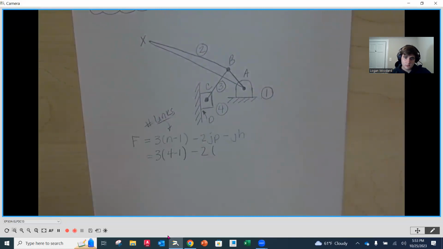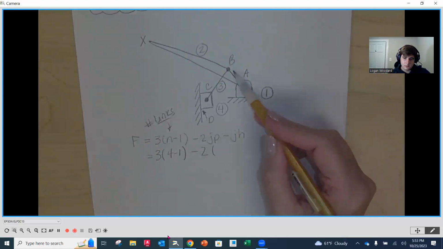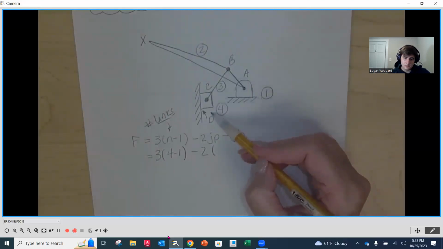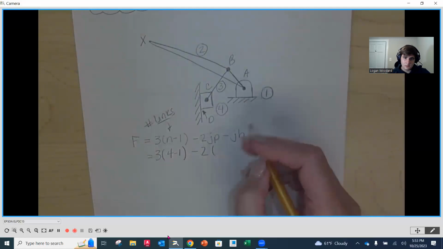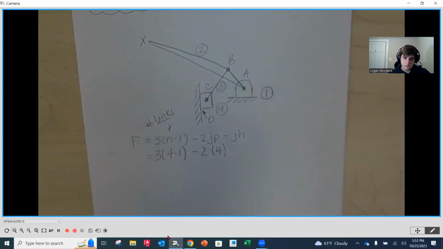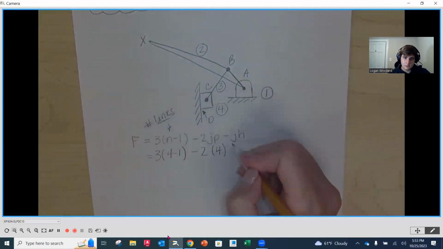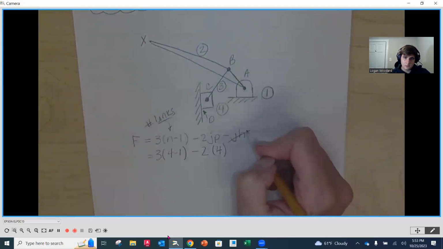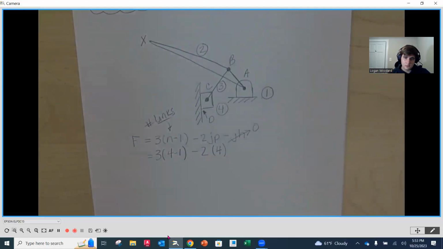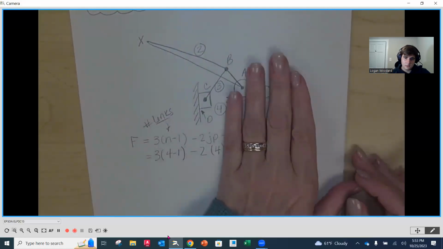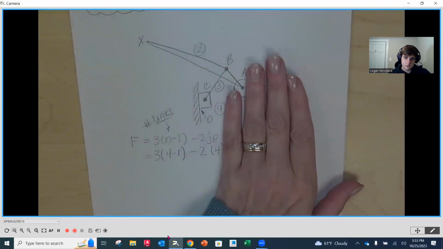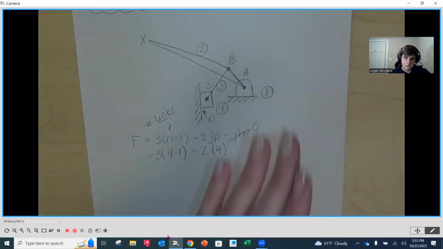The primary joints are going to be pins and sliding joints. So in this case, we've got A as a pin, B as a pin, C as a pin, and D as a sliding joint. So we have 4 primary joints. And we do not have a cam or a gear, so you can just say that goes to 0 or not included at all. I'm totally fine if you just stop this equation at 3 times n minus 1 minus 2 times JP and we're done, because there aren't any cams or gears in here.